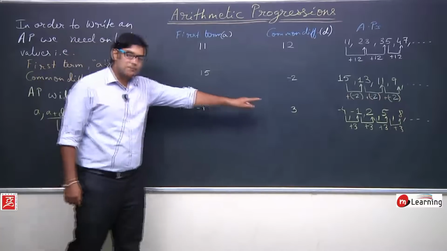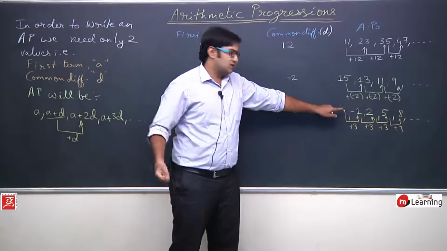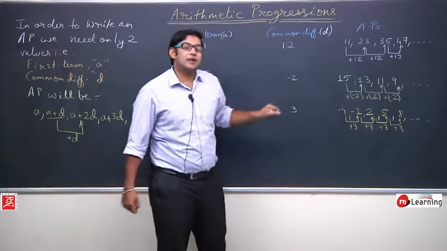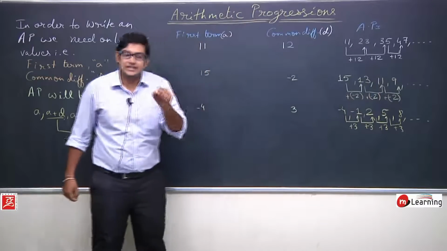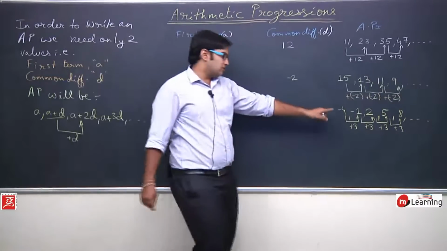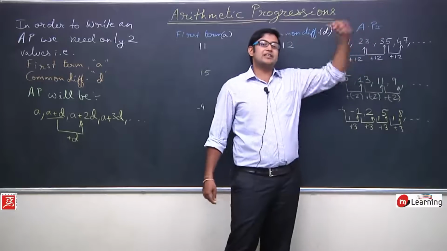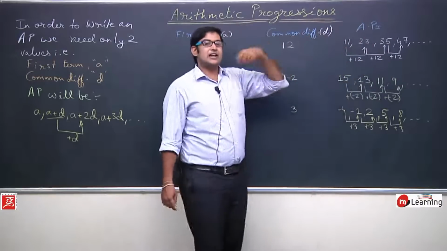So what kind of AP is this? Is this AP decreasing or increasing? You can very clearly see this arithmetic progression is an increasing arithmetic progression. Okay, it is continuously increasing. From minus 4 it is minus 1, then 2, then 5, then 8, then 11, then 14, then 17 and so on.